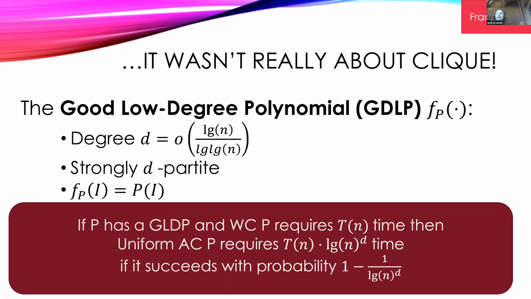If a problem P has a good low degree polynomial and it requires T of n time in the worst case, then the uniform average case of that problem requires T of n over log n to the D time, where this is going to be subpolynomial if D is small enough, as long as the algorithm to solve this problem succeeds with sufficiently high probability, where here that probability is going to be 1 minus 1 over log n to the D.